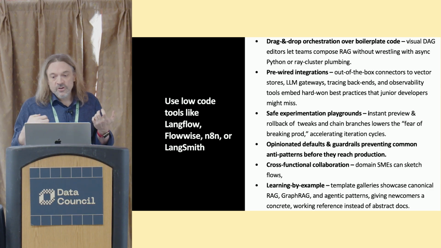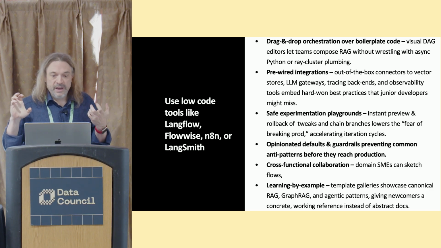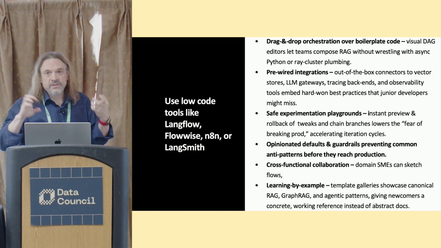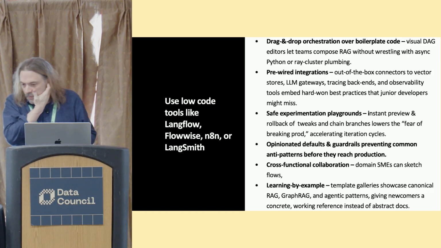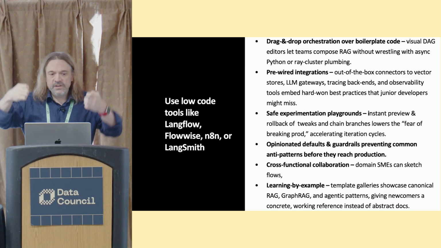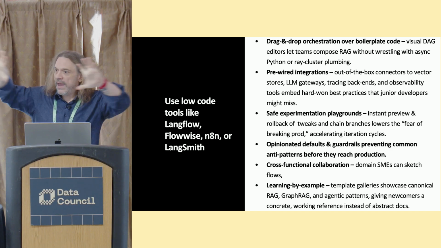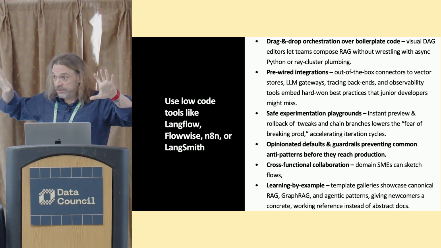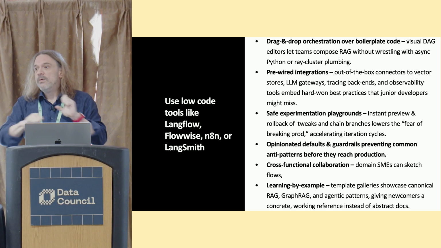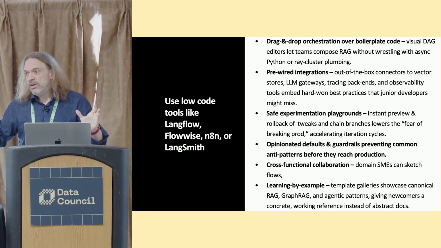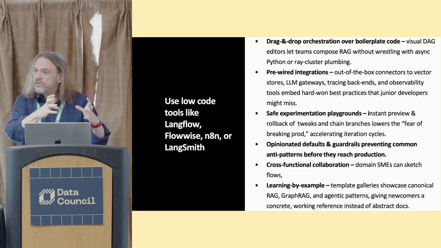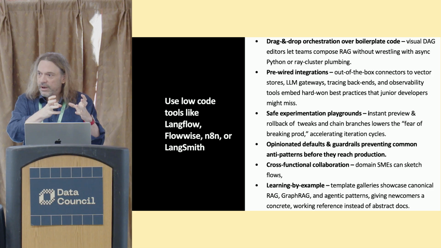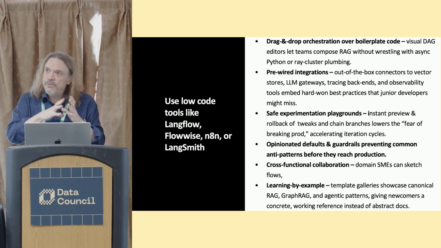Opinionated defaults and guardrails to prevent anti-patterns before things get into production. So this is, if you're using these low-code tools to expand the type of team that can build these flows, you do not want to give it to them de novo. You need to build some components for them that are well built to begin with the right way.